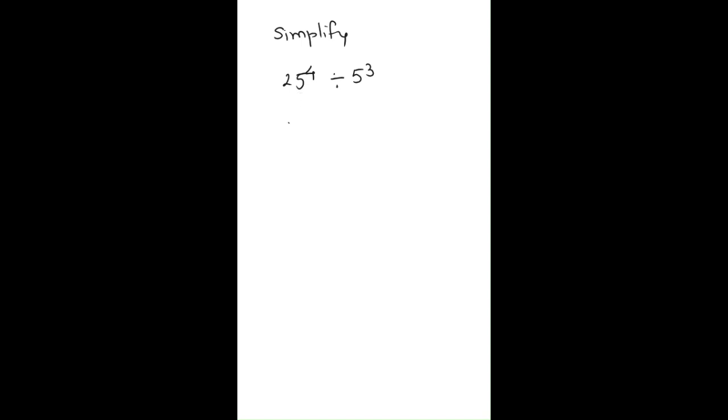We can still simplify this. We can write it in the form of 5. So 25 can be written as 5 power 2. So in place of 25 we will write 5 power 2, 5 power 2, and above that is the power 4, divided by 5 power 3. Now this is the power of a power. So applying this rule we will get 5 power 2 multiplied by 4 divided by 5 power 3. Now 2 multiplied by 4 is 8. So 5 power 8 divided by 5 power 3.